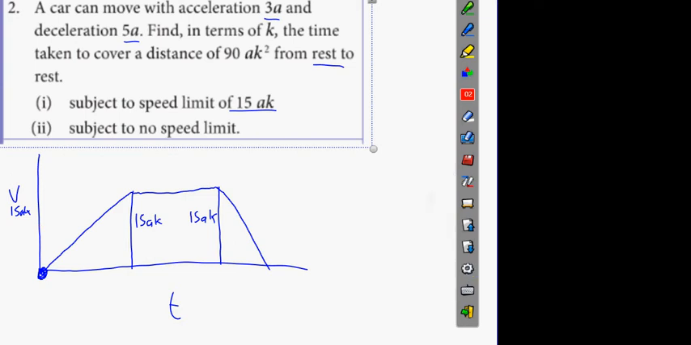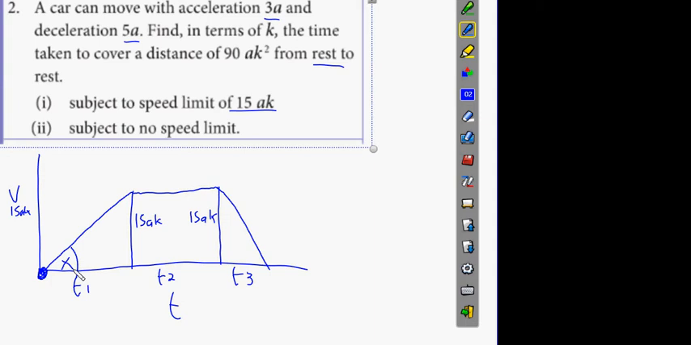Okay. So, what can we say about, we need times here, 3 times, T1, T2, T3. Now, deceleration 5a. The acceleration is what I'm not using at the moment. That's what I need to learn how to use. What do we know about tan x? Tan of this angle is what? Acceleration is tan x, okay? So, everybody know that from before?